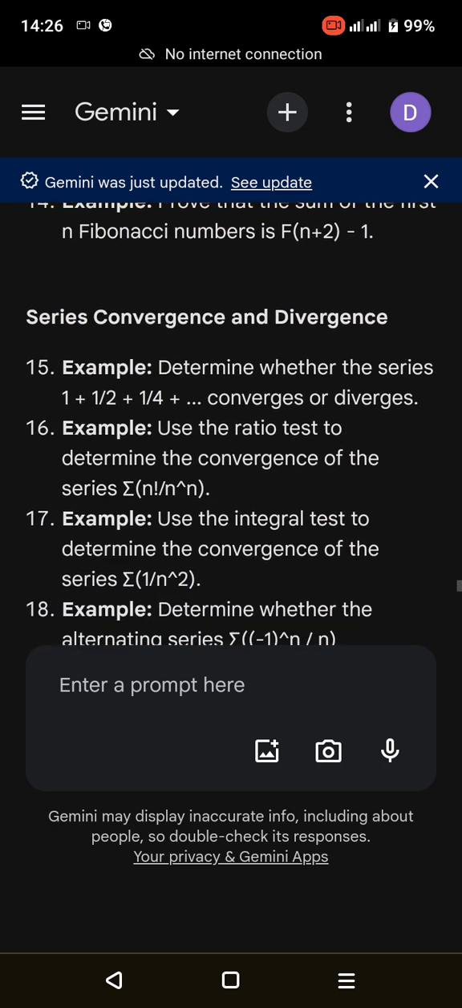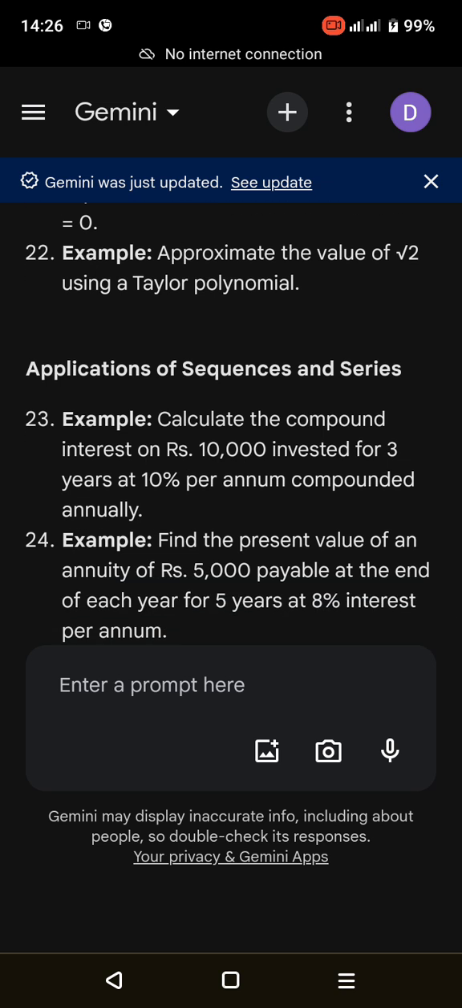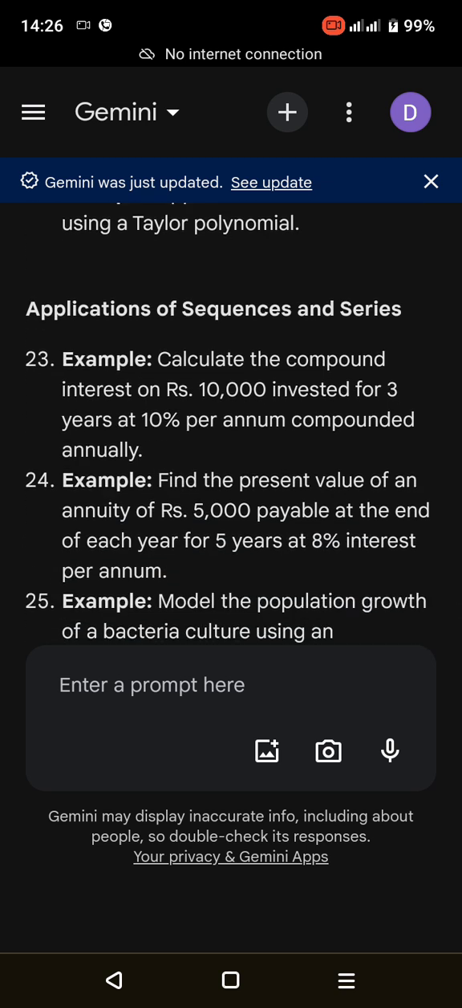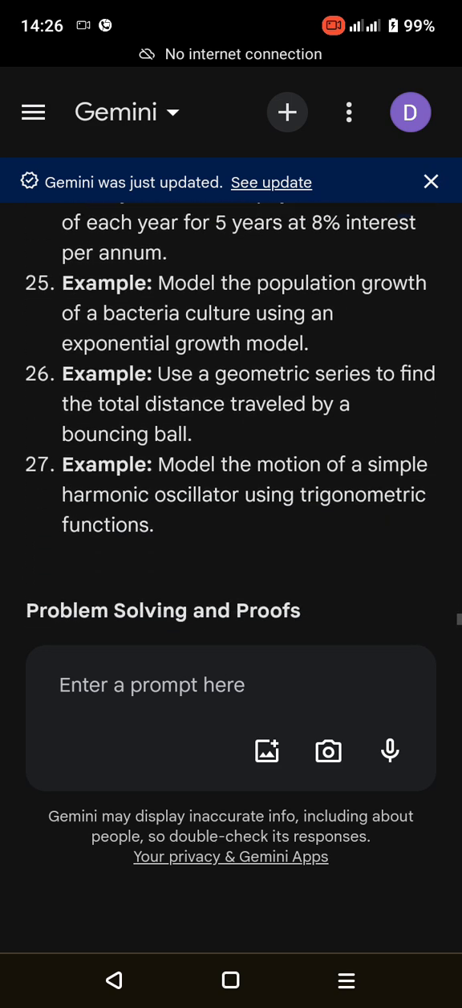46. Sequences and series are used in engineering to design structures and systems. 47. Sequences and series are used in economics to model economic growth and inflation. 48. Sequences and series are used in game theory to analyze strategies.